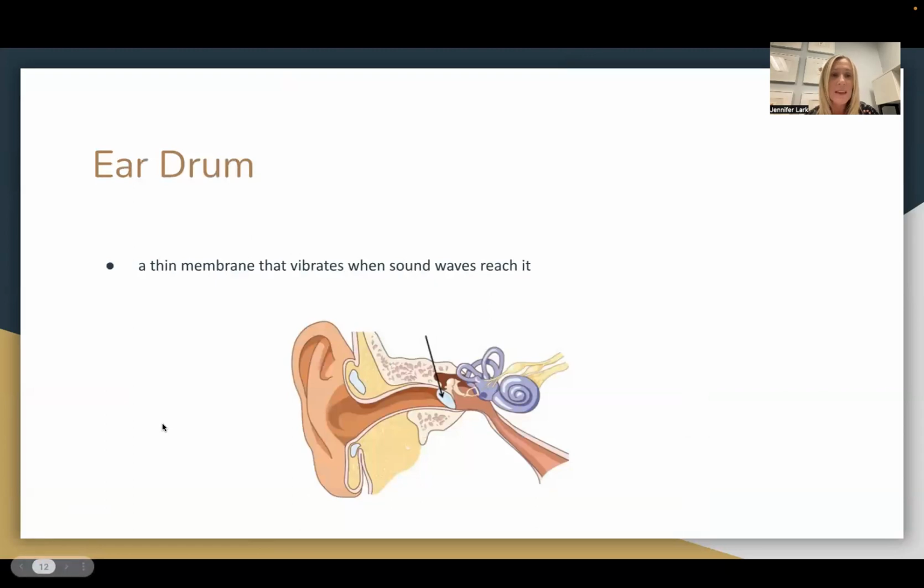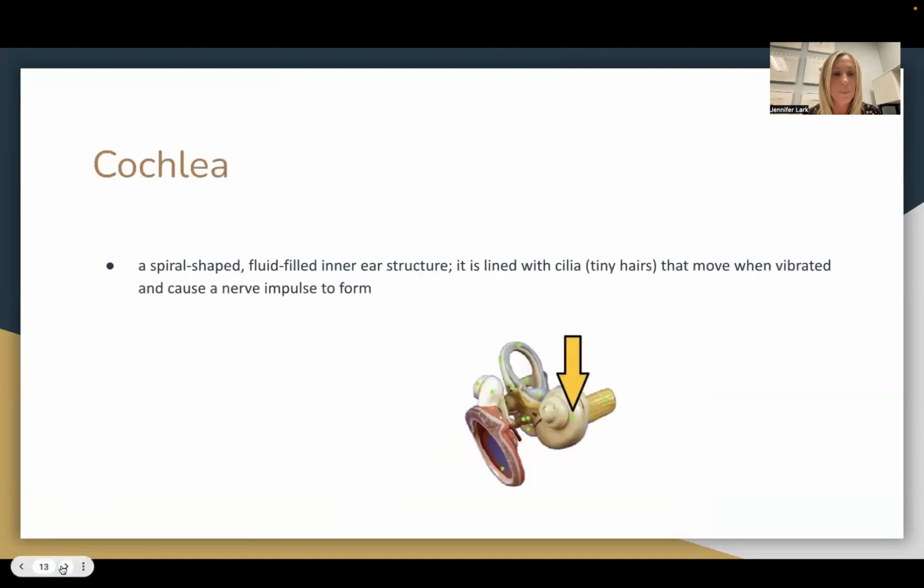The eardrum is a thin membrane that vibrates when sound waves reach it. And then the cochlea itself is this spiral-shaped, fluid-filled inner ear structure. It's lined with those tiny hairs, called cilia, that move back and forth when vibrated. And the movement of those cilia causes a nerve impulse to form. So a super important concept to remember is that transduction technically occurs in the cochlea. Sound waves are literally changed into neural impulses in the cochlea.